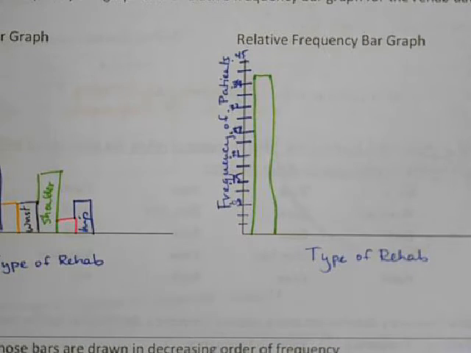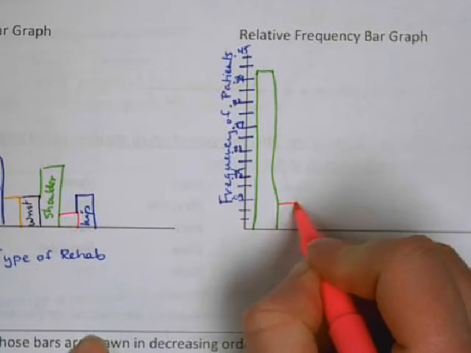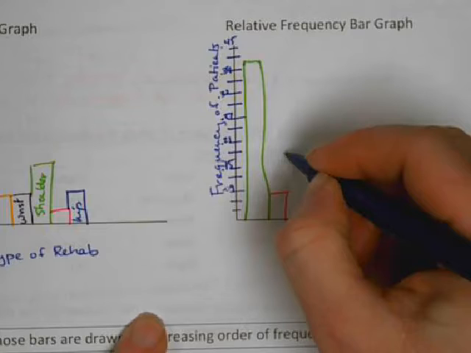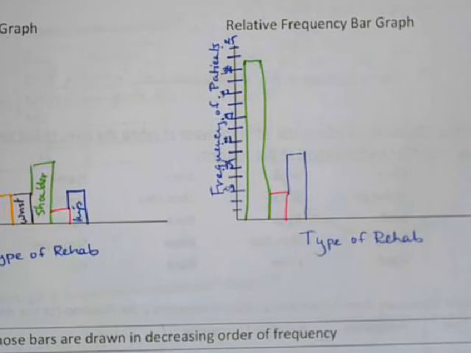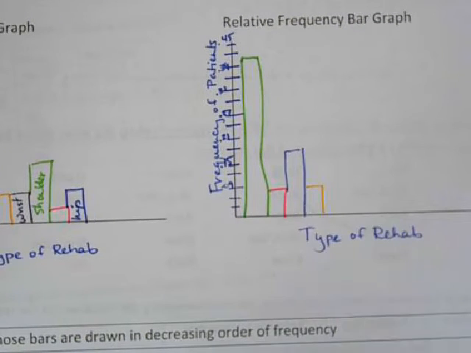And the next one is neck, and that's 0.67. So let's see, 0.67 is going to be right about here somewhere. And then knee was 0.167, so that would be like right here. And you can see as I'm starting to do it that it is going to turn out to look just exactly like the other one. It's just my scaling is different. So I hope you remember that about bar graphs.